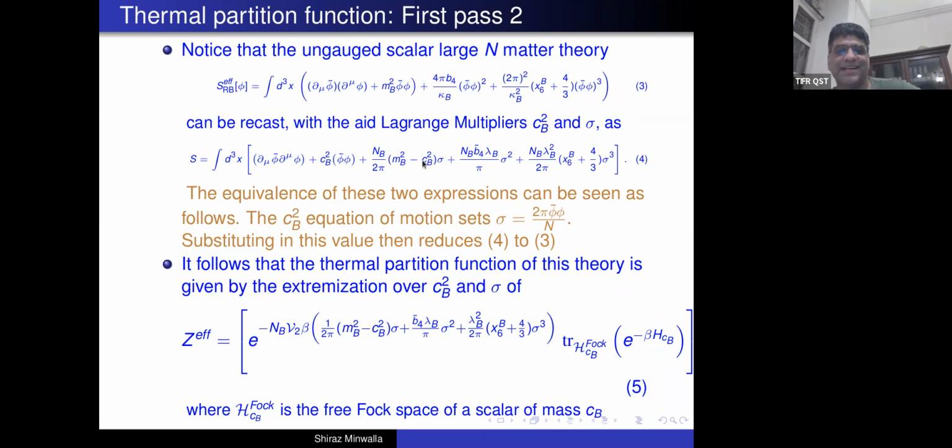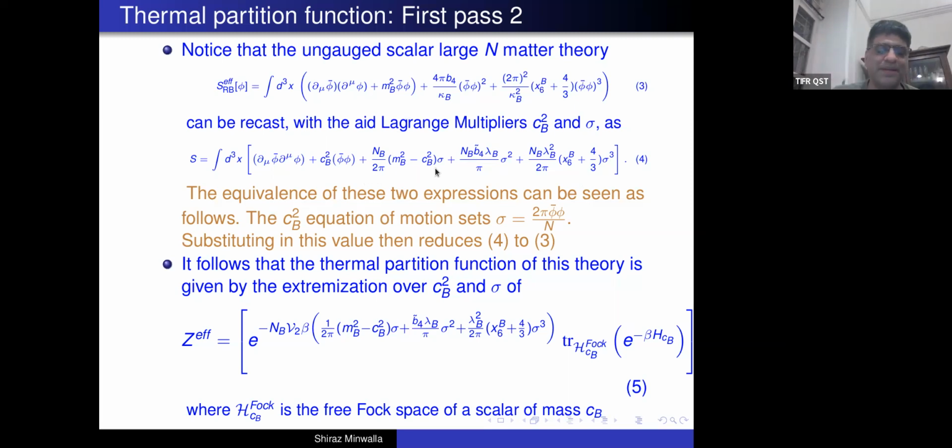CB square appears here and here, and so sigma is equal to phi bar phi up to some normalization. So NB by 2 pi sigma is equal to phi bar phi. Okay, so that's this equation here. Now that we know that sigma is phi bar phi, all the interactions in this theory, which involved phi bar phi squared and phi bar phi cubed, can be traded for interactions involving sigma, and then these funny normalizations. So it's really that simple.